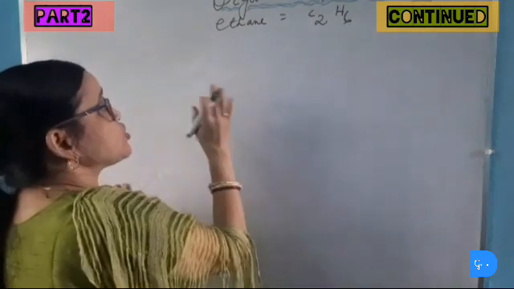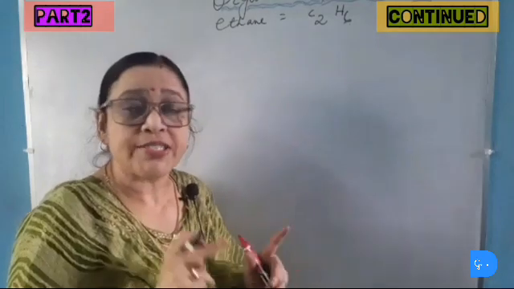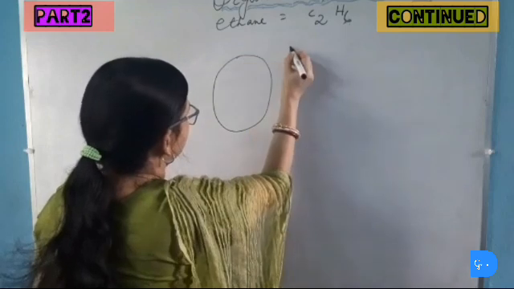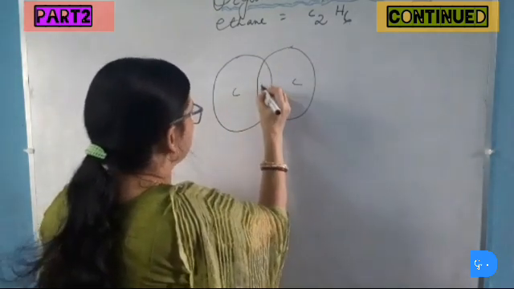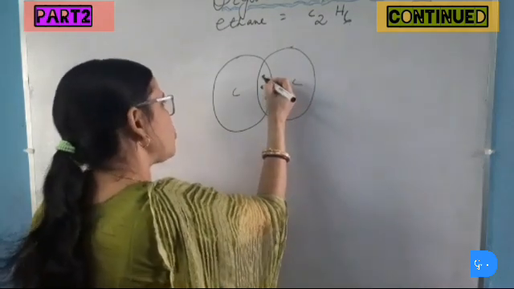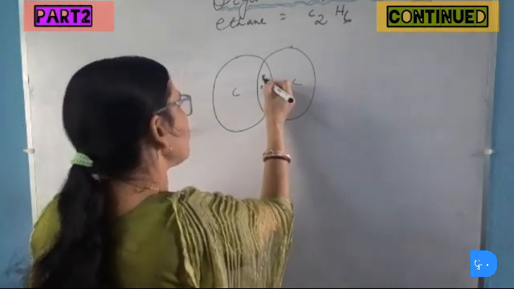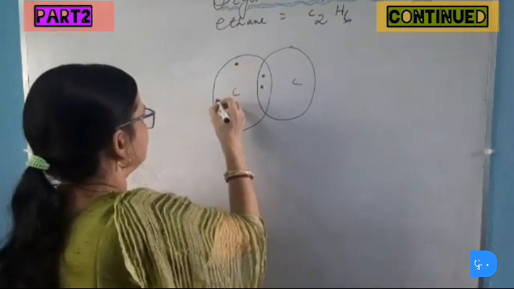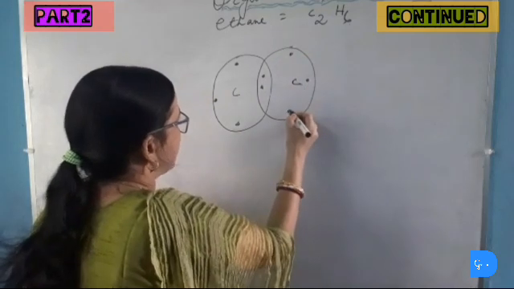So what will be the structure of ethane? In ethane there is a carbon-carbon single bond because it is an alkane. So we will draw 2 carbon atoms. This is 1 carbon atom and this is 1 carbon atom. This carbon atom will share 1 electron and this carbon atom will also share 1 electron. So there is a single bond. So how many electrons are left in this carbon? 1, 2, 3. In this carbon atom also 3 valence electrons are left.